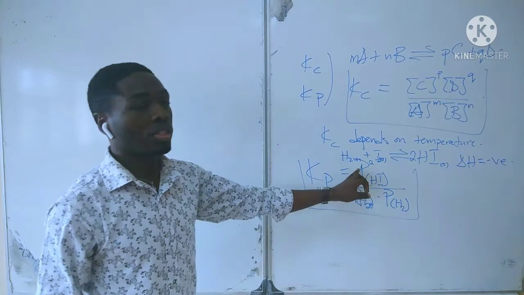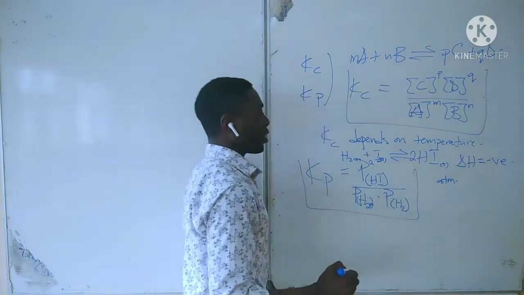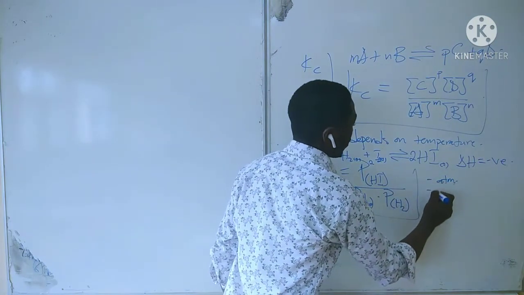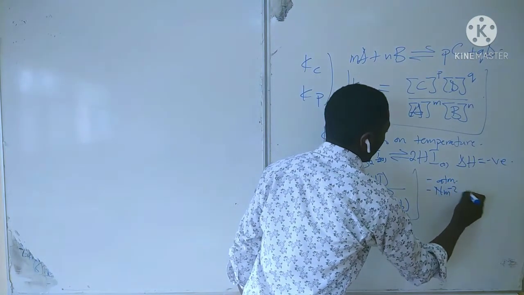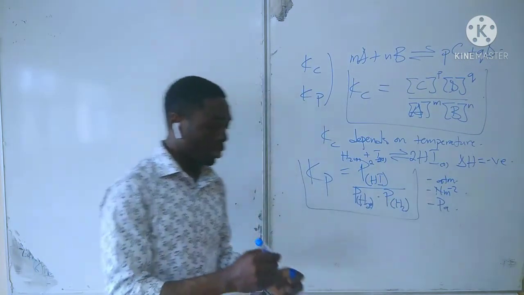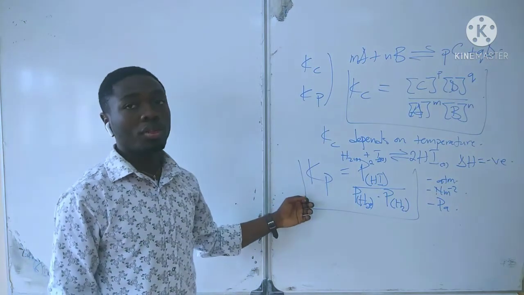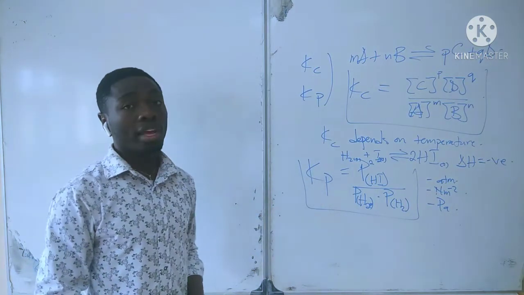These partial pressures can be measured either in atmospheres or in newtons per meter squared, depending. Remember, pascal is the same as newton per meter squared. So that is how you express Kc or Kp given the type of reaction.